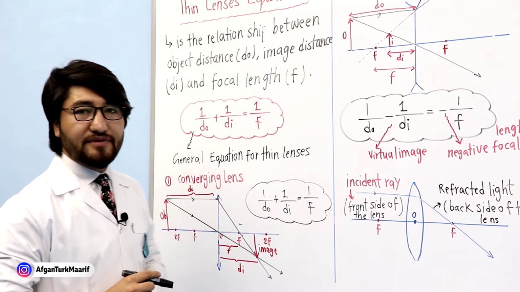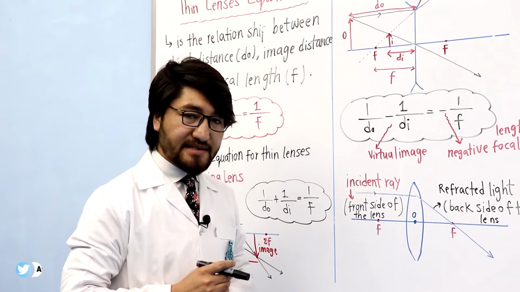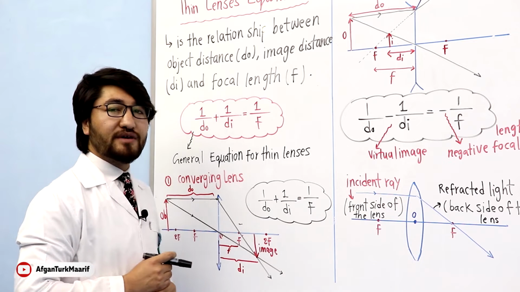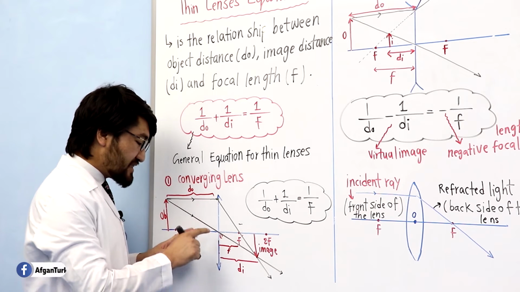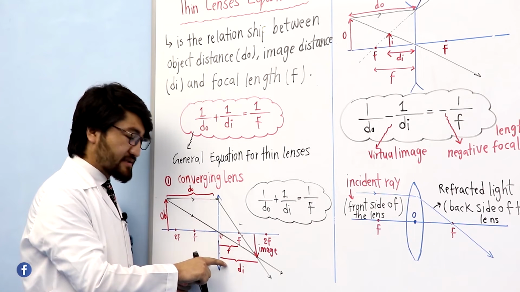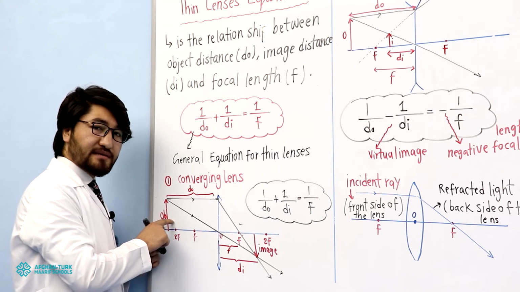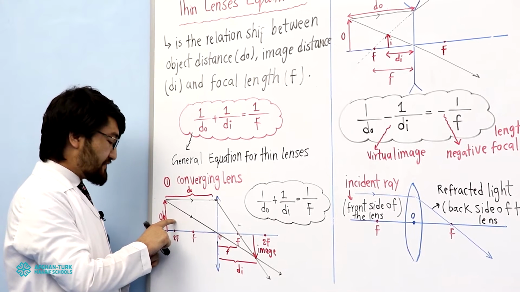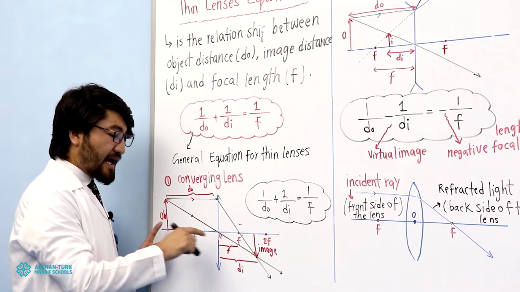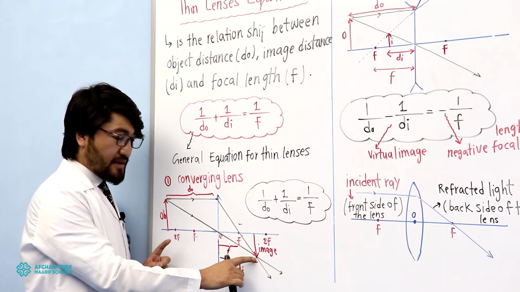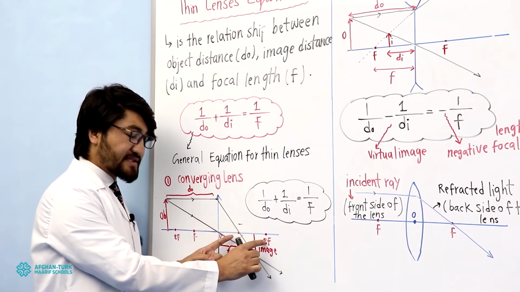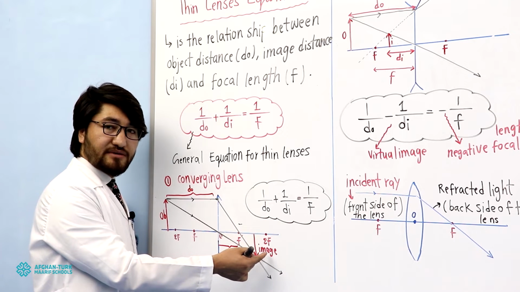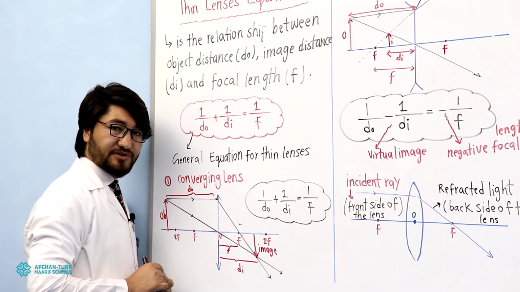You know that we have two kinds of thin lenses. Converging lens. What is the equation for a converging lens? If you see the figure, this is a converging lens, and the object is placed in front of the converging lens, and the image is formed. The image is formed between the center and the focal point.